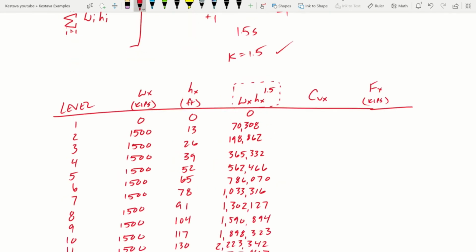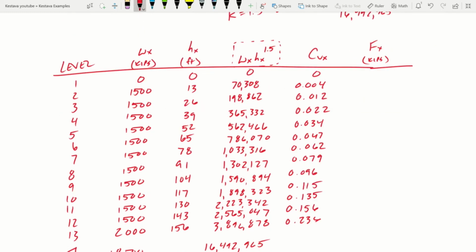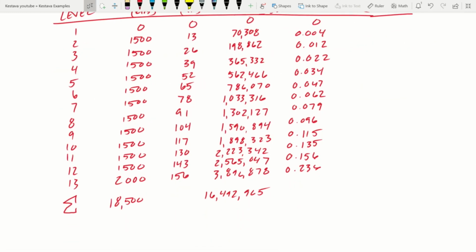So the first one, just so everyone's paying attention, is going to be 70,308 divided by, what did we say, 16,492,965. That's going to be 0.004. Cvx is 0 here, and we'll work our way all the way down. Here we are. Once again, I kick myself realizing so much. Wow, you should do that by hand.